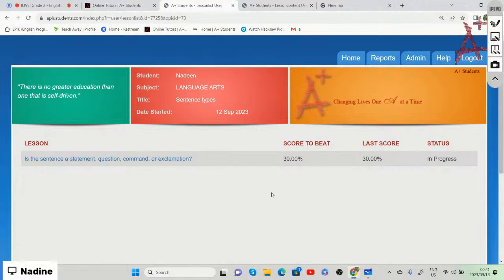And a command is either where you request something or you're telling someone to do something. And then we have an exclamation sentence, which shows strong feelings, surprise, or excitement. And that is an exclamation. An exclamation ends with an exclamation point. And these are the 4 different types of sentences.